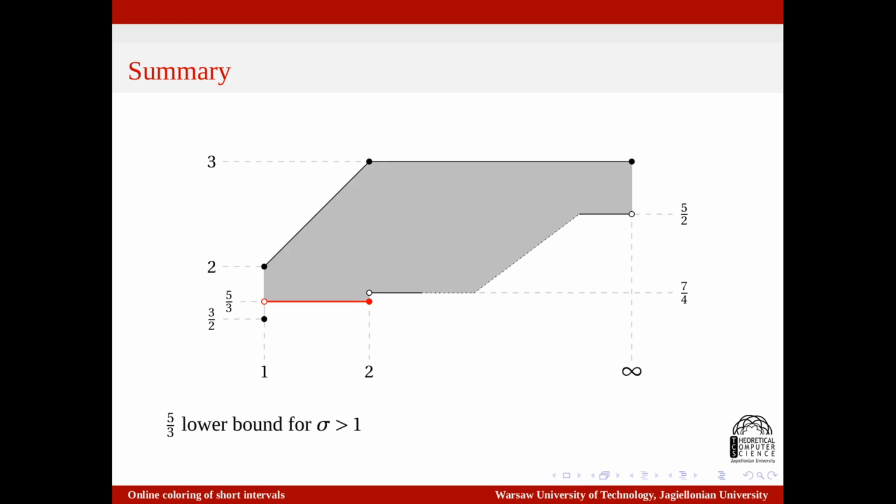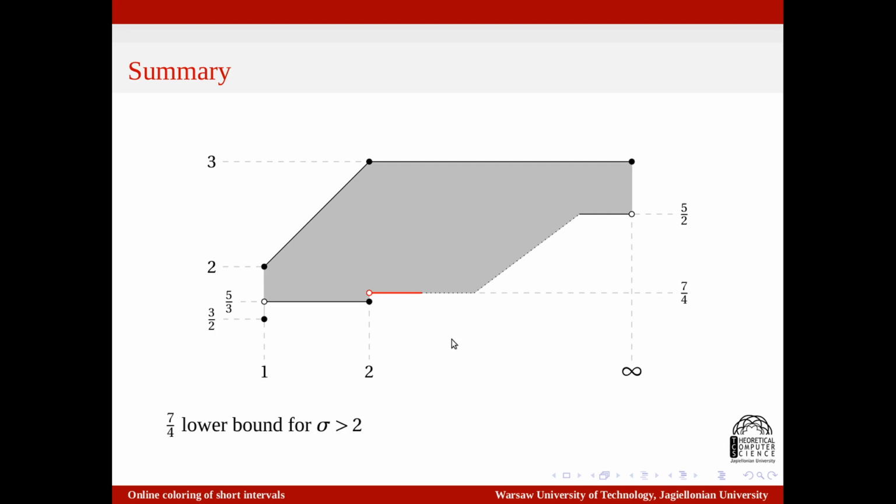But we also contribute a few lower bounds for these problems. So the first lower bound is 5/3 lower bound for any sigma larger than 1, and this is the best lower bound that we get for values of sigma between 1 and 2. The second lower bound that we provide is 7/4 for sigmas larger than 2.